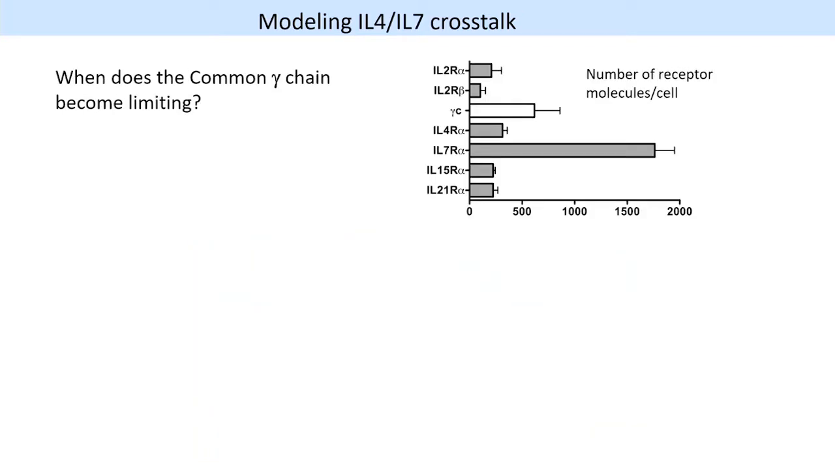And so we asked, given that the common gamma chain is used by all of the signaling pathways, is there a situation where the common gamma chain could become limiting? So we quantified the expression level of these different chains on the surface of naive CD4 T cells. And what we found is that indeed the common gamma chain is outnumbered roughly 5 to 1 by all the other chains. And all of them need the common gamma chain to signal.